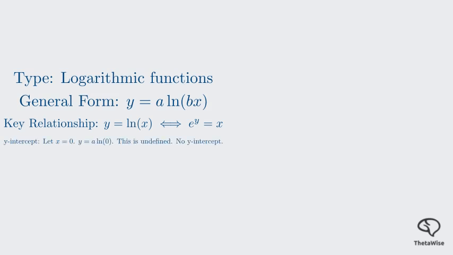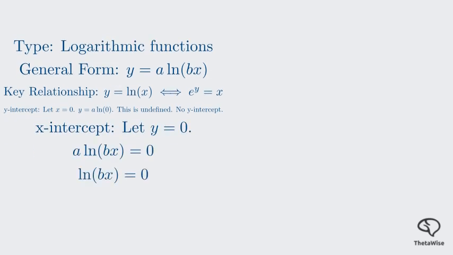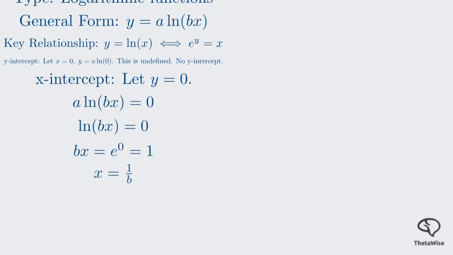Let's find the y-intercept by setting x equals 0. But you cannot take the logarithm of 0. It's undefined. So these logarithmic functions have no y-intercept. Now for the x-intercept, we set y equals 0. This gives us 0 equals a times ln of bx. Dividing by a, we get 0 equals ln of bx. Using our key relationship, this is the same as e to the power of 0 equals bx. Since any number to the power of 0 is 1, we have 1 equals bx, which solves to x equals 1 over b. This is a very useful formula to remember for the x-intercept.